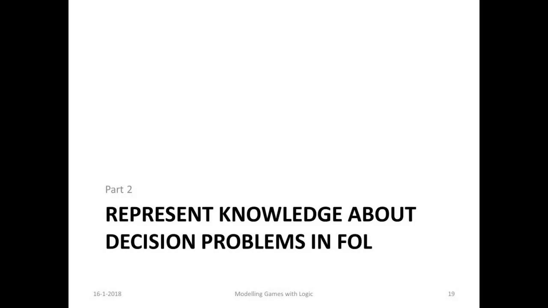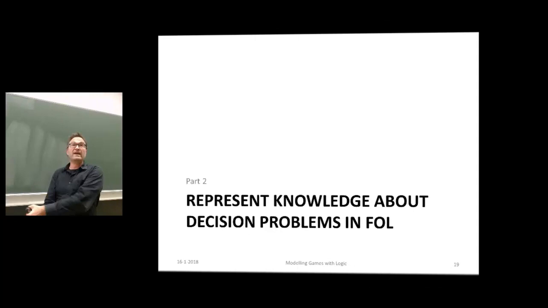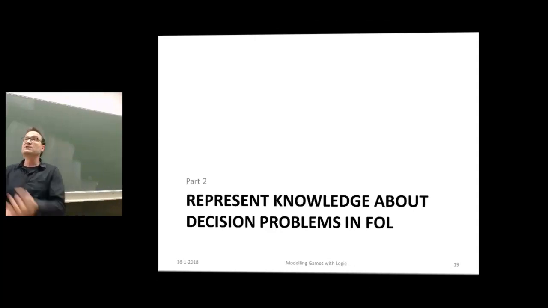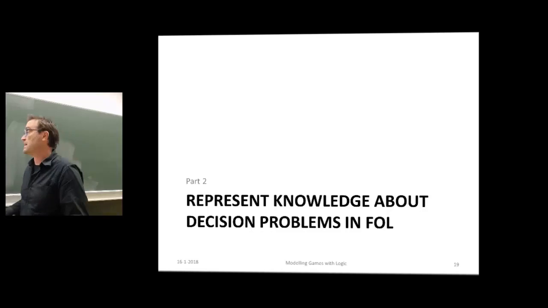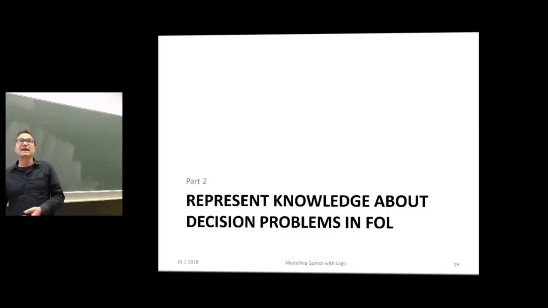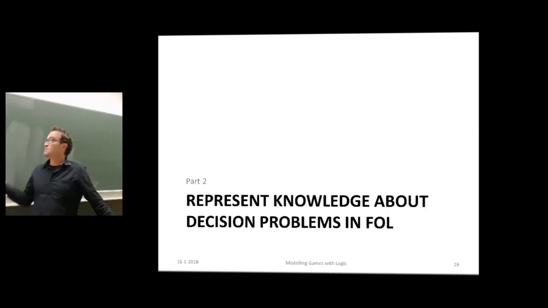I still want to explain two things, namely, how can we represent interesting game information in first-order logic, and how can we translate it, what does it mean to translate it back to propositional logic? So now we're sort of getting at the meat of the lecture. Let's start with the question of representing knowledge about decision problems in first-order logic, in particular this game.